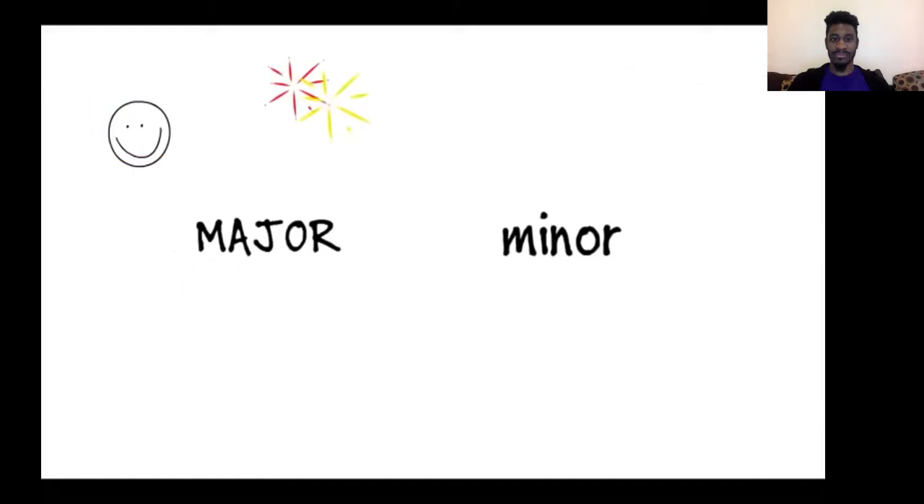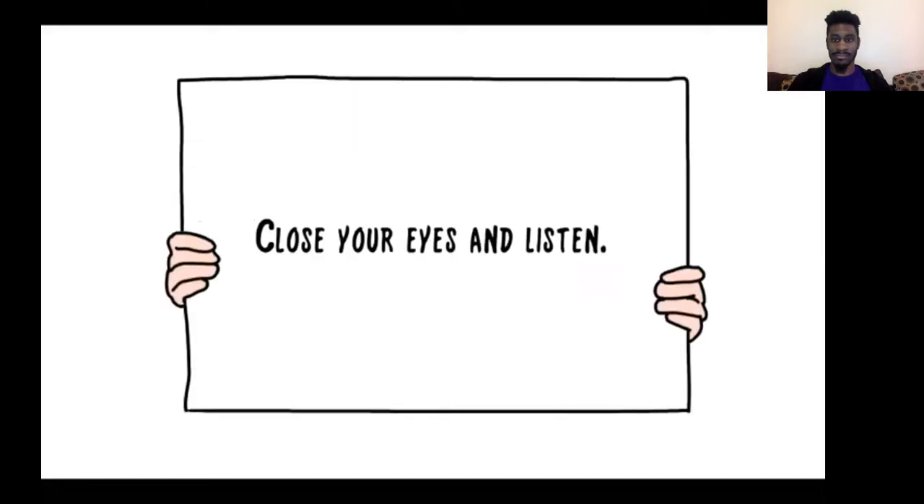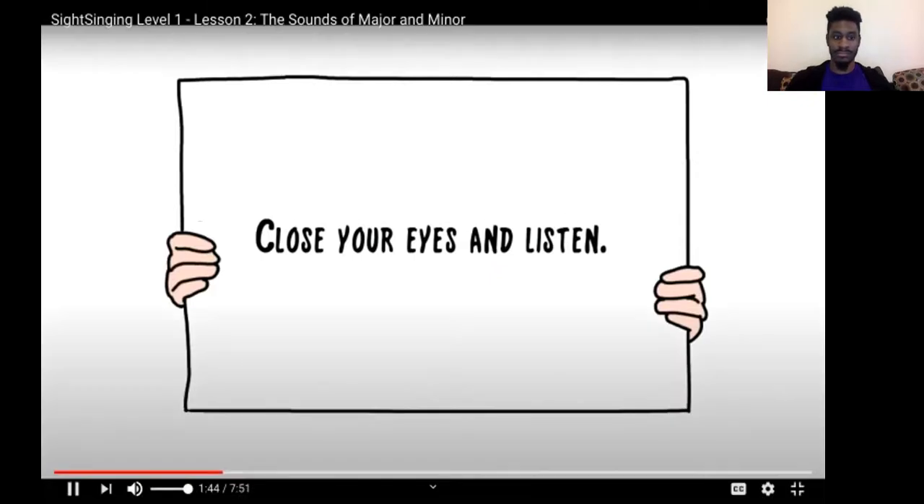Where major sounded happy and exciting, minor tends to sound sad, melancholy, depressing, sometimes mysterious. Now, close your eyes again, and this time, listen to a song in minor. This is Mozart's Symphony No.